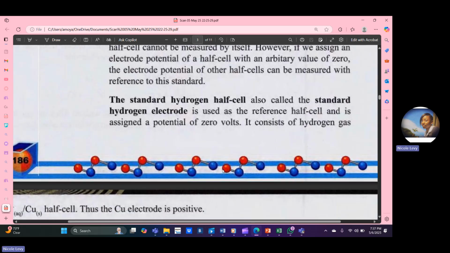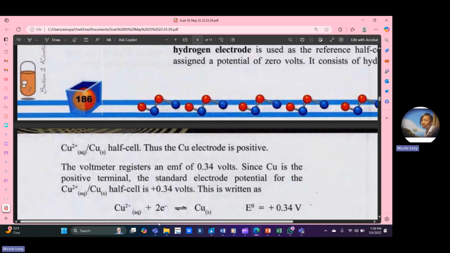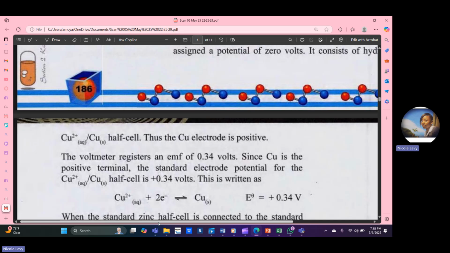All right, so the standard hydrogen half cell, also called the standard hydrogen electrode, is used as the reference half cell and is assigned a potential of 0 volts. It consists of hydrogen gas.